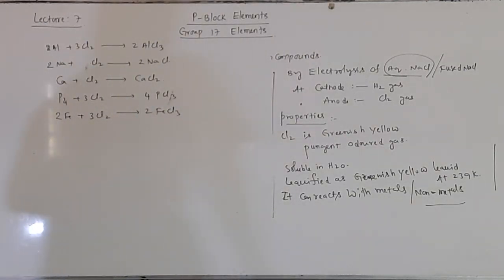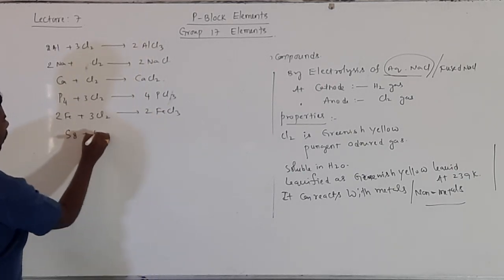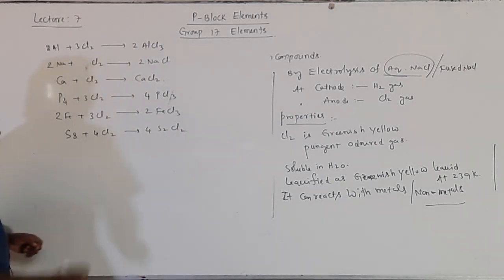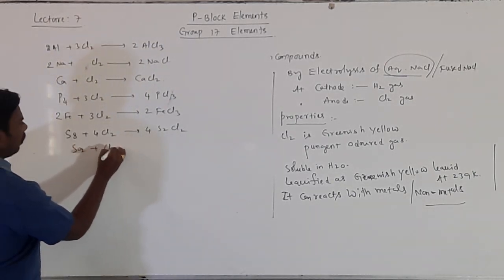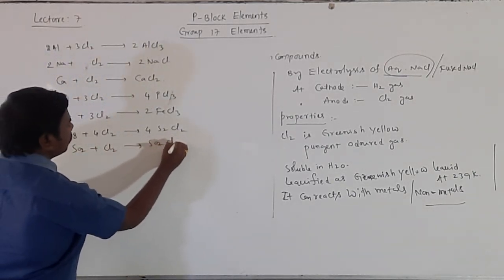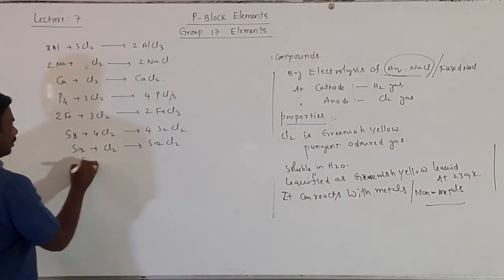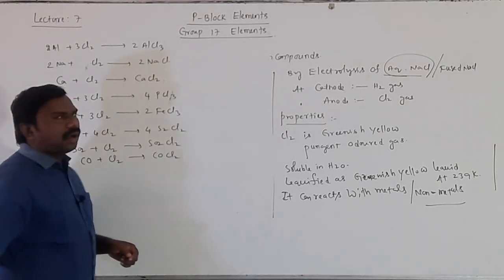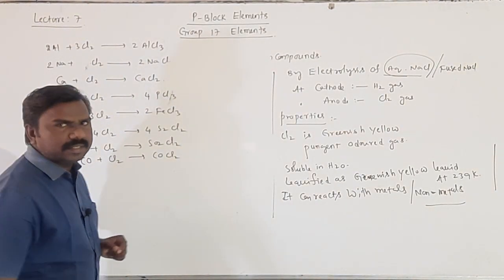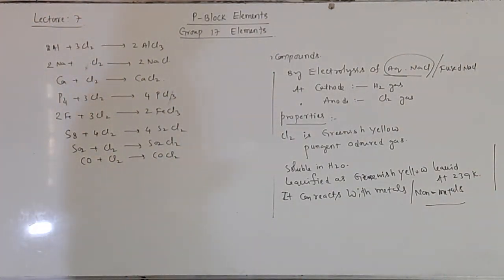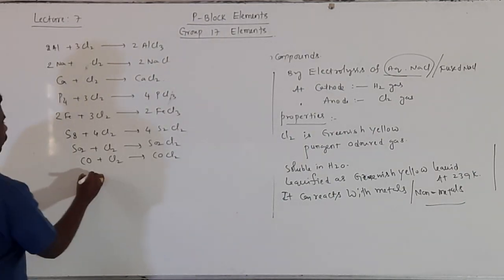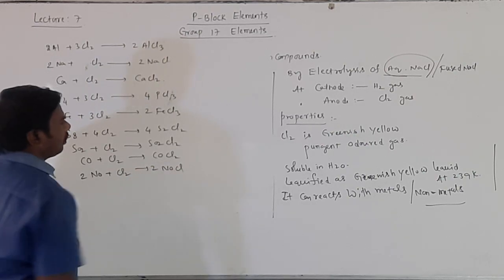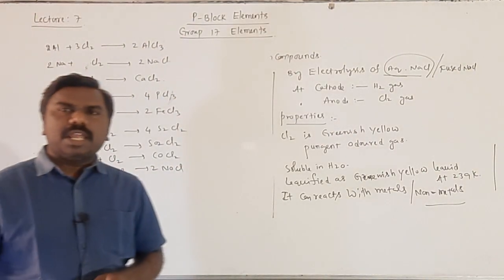Sulfur reacts with chlorine. SO2 reacts with chlorine, giving SO2Cl2, sulfuryl chloride. CO reacts with chlorine, giving COCl2, carbonyl chloride, a dangerous gas. Next, NO reacts with chlorine, giving 2NOCl, nitrosyl chloride. These are the reactions.